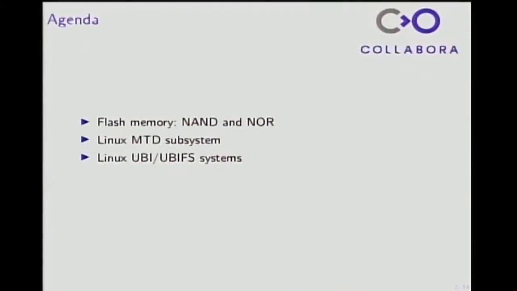We're going to first talk about the flash memory itself, the NAND, the NOR, and the hardware, just to make an introduction to the subject, so we can later understand the constraints and all the design choices and all the complexity the kernel will have to solve to give us a file system on top of flash memory. Then we're going to talk about MTD, which is the first, lower layer, and then UBI and UBIFS, which go on top of MTD.